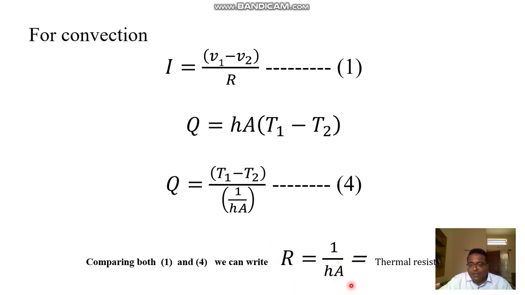1 divided by H into A. This is also the same thing. As H increases, thermal resistance decreases, hence more heat will flow. If H reduces, the thermal resistance increases, and less heat will interact with the surroundings. That is the case with this.